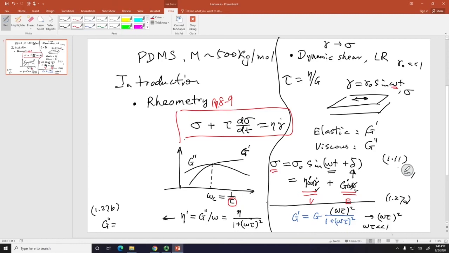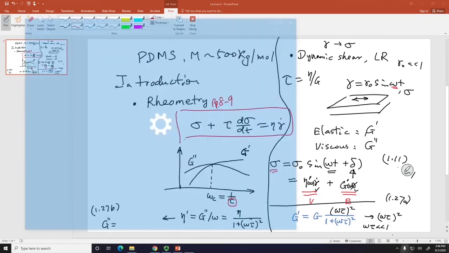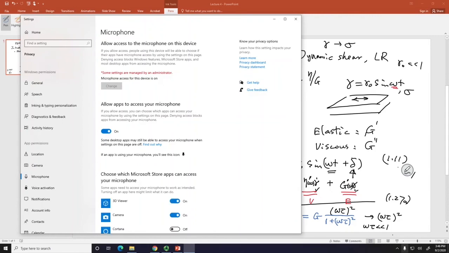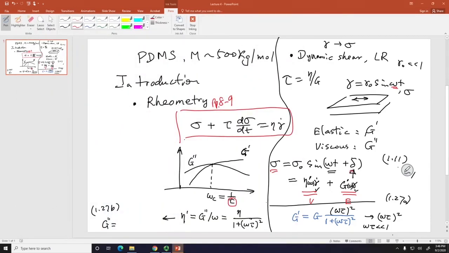So this piece of PDMS, you can put it between these two parallel plates and make a measurement. It turns out the way you find out how this phase angle changes is such that the tangent delta is G double prime over G prime.